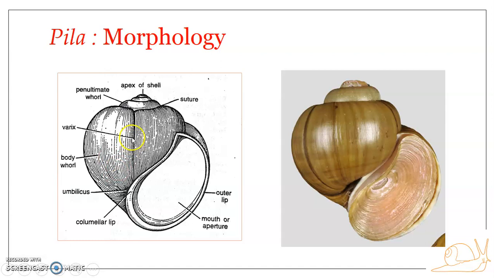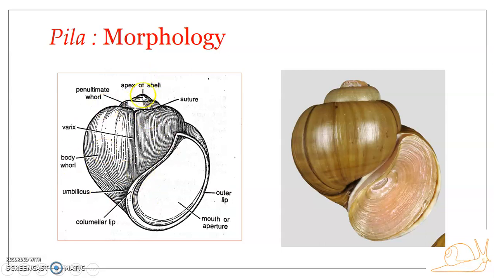Very prominent ones over here, you can see prominent ridges marked. These are known as varices, and the varices represent the number of aestivations the Pila has undergone. So this is about the general features of the shell.